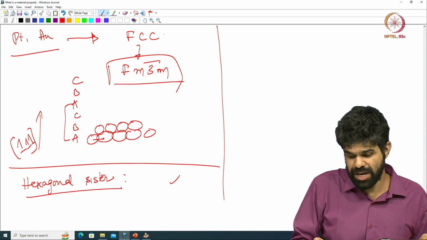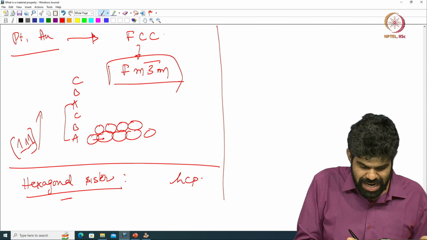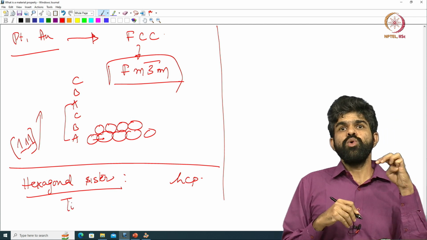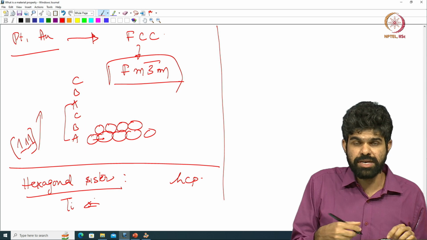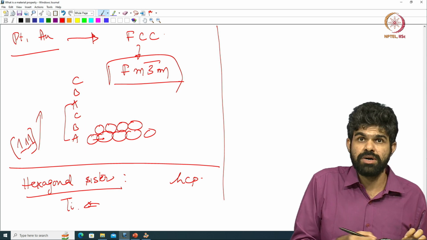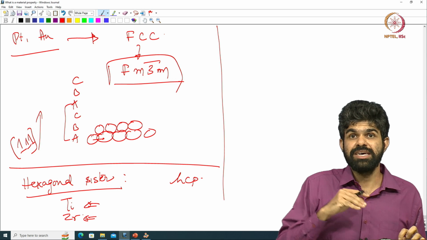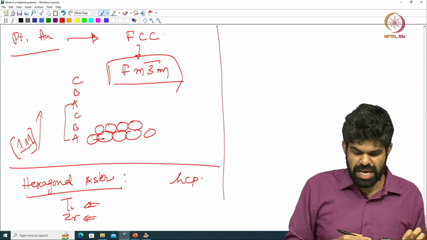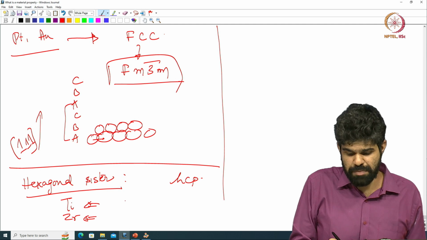If it is close packing, I call it HCP, hexagonal close packed, right. So that is something like titanium, right. Now in a hexagon, titanium or zirconium and all these sort of metals that crystallize in a hexagonal structure, the only cell I can have is a primitive cell, right.